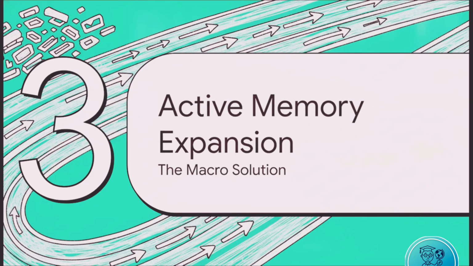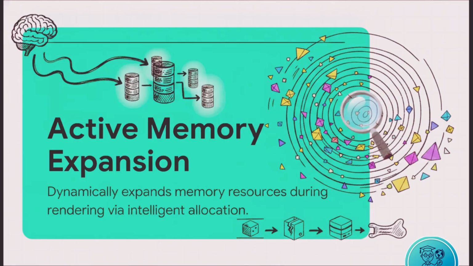Section 3. What is active memory expansion? So how do we actually fix it? Well, active memory expansion is an approach that dynamically expands available memory resources during rendering operations via intelligent allocation. It creates this beautifully fluid and responsive memory ecosystem.